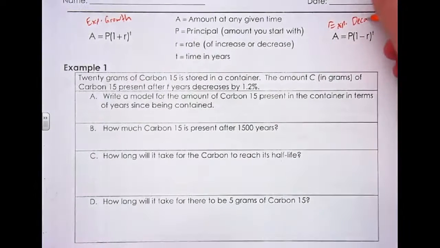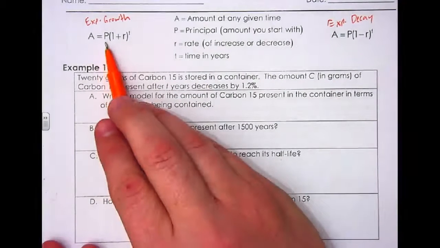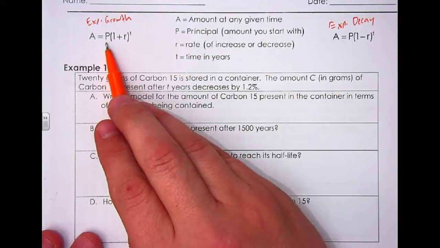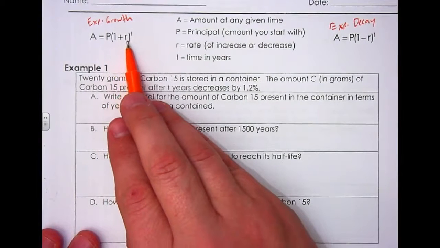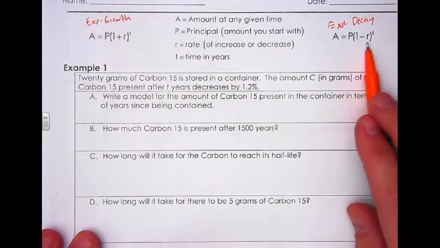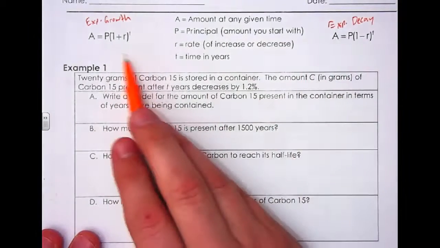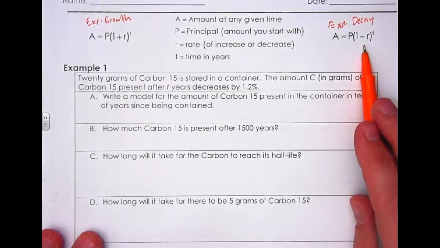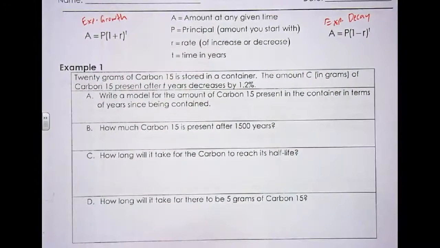It's likely that you've seen these in your science classes or in math classes in the past. P is a principal. It's like the starting amount, the amount of whatever it is that you start with. We find the rate of increase or decrease, and we add it to 1 if it's growing and subtract it from 1 if it is decaying. And then T is the amount of time, usually in years.